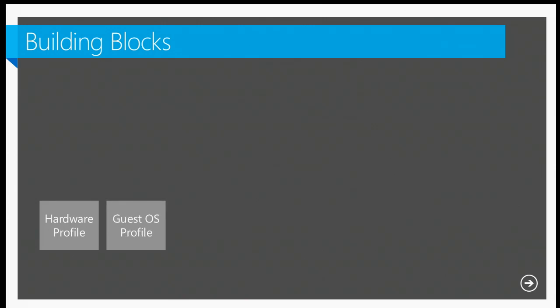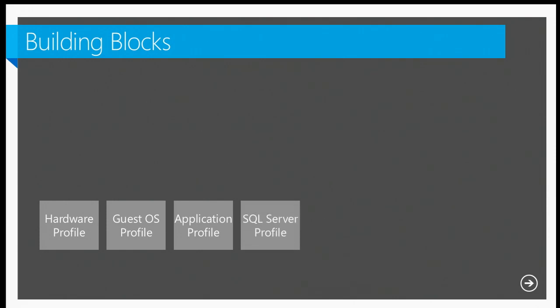And then you've got your guest OS profile. This is going to be all of your settings as far as it pertains to computer names, domains, roles and features, things like that. And then you've got an application profile. This is where you're going to put in your scripts or your installations, like if you're installing SQL, if you're installing a web deploy package, something like that. And that's going to be all kind of contained within that application profile. And then a SQL Server profile.